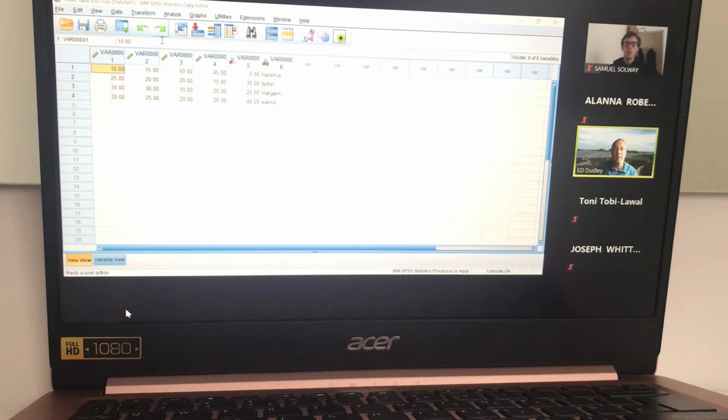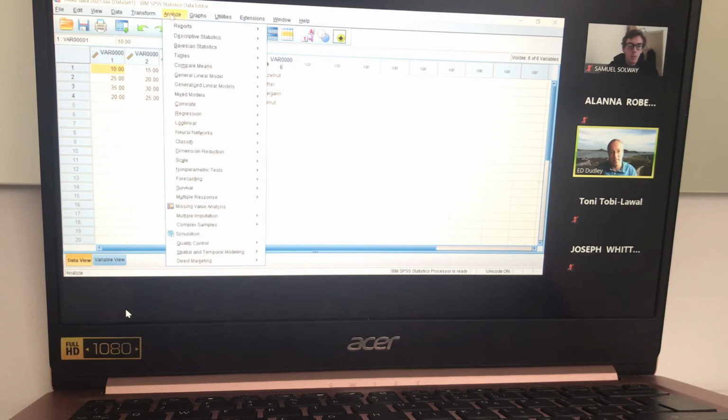And in the pro forma for this practical write-up, there's a YouTube video link that shows you how to do this. So if you don't catch it now, don't worry. But what you're going to do is analyze, and you're going to classify the data using a hierarchical cluster analysis.